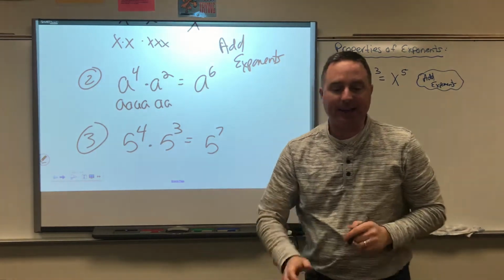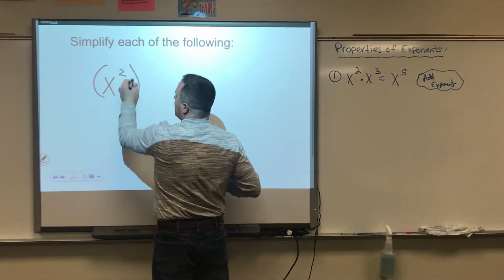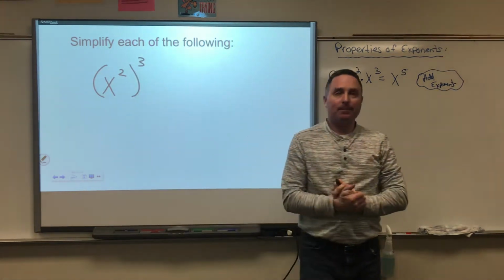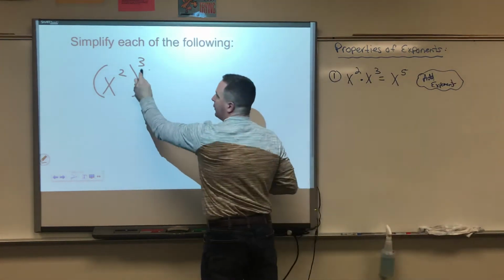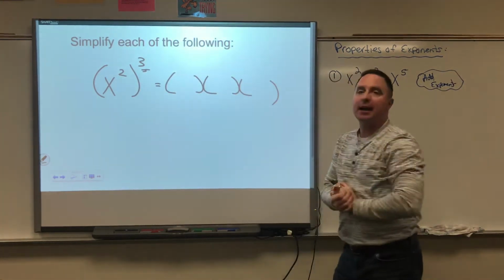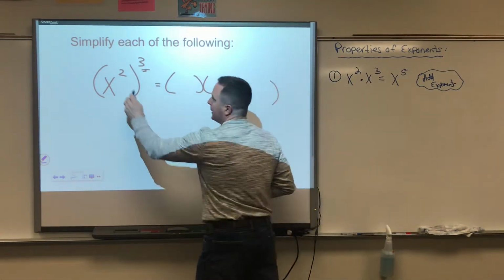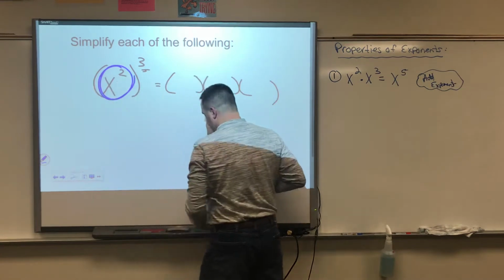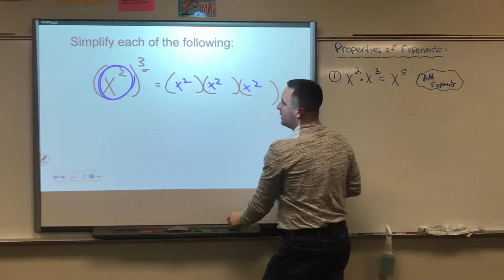The second property of exponents that we're going to take a look at is, what if I had x to the 2nd and I raised it to the 3rd power? It's a quantity raised to a power. Well, this little 3 up here means I'm going to multiply something together 3 times. That's what it means to cube something. What am I going to multiply together 3 times? It's whatever is inside the parentheses. So I have an x squared, an x squared, and an x squared.